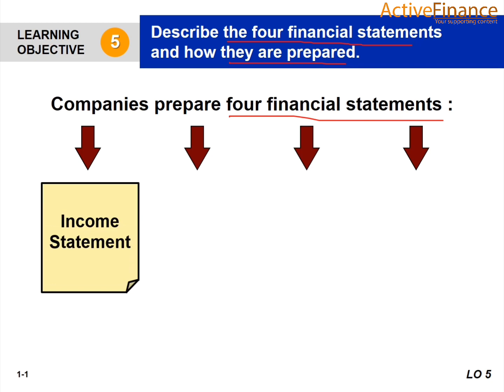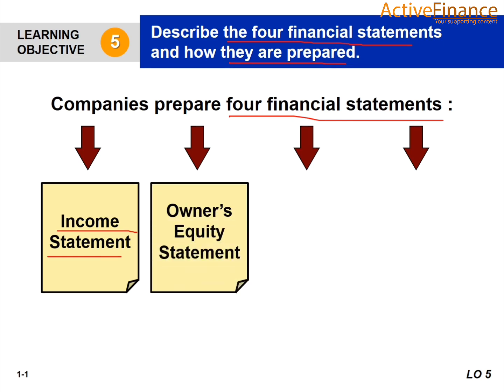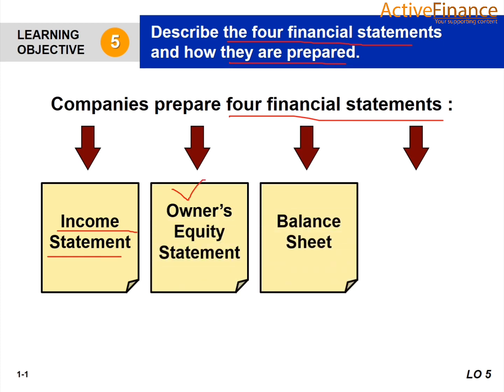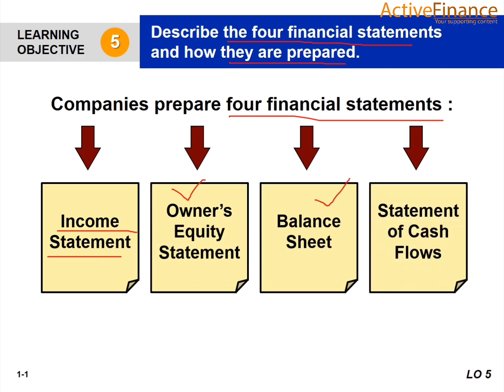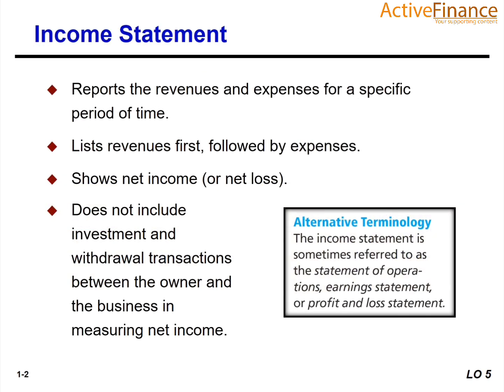First is the income statement. Second is the owner's equity statement. Third is the balance sheet, and last is the statement of cash flows. Let's learn about these four financial statements. So first is the income statement.